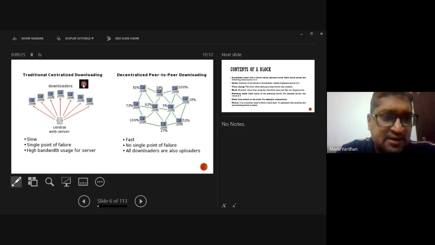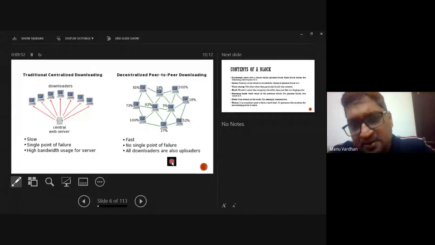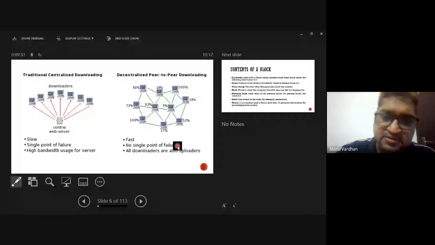So in a traditional centralized server, we used to have a central server, and all other users need to send requests to this central server to get the services. So it is quite slow. There is a single point of failure, and high bandwidth use for the server is required. But in case of a decentralized peer-to-peer system, it is very fast. There is no single point of failure, and all users can act as a service provider and service requester at the same time.